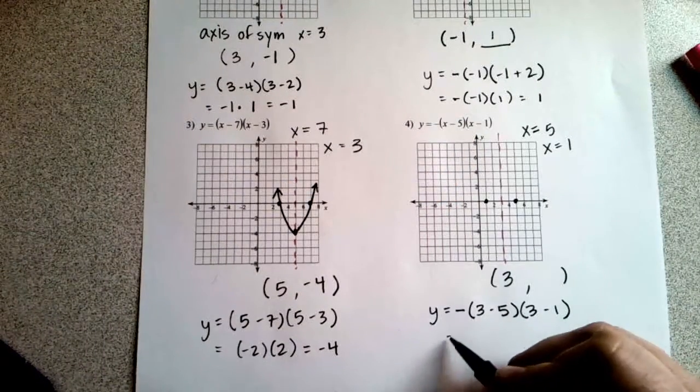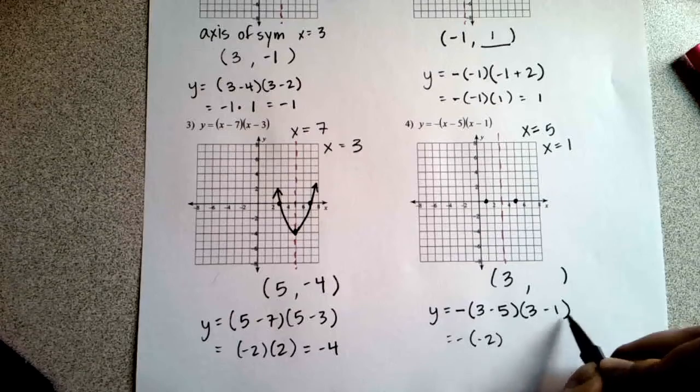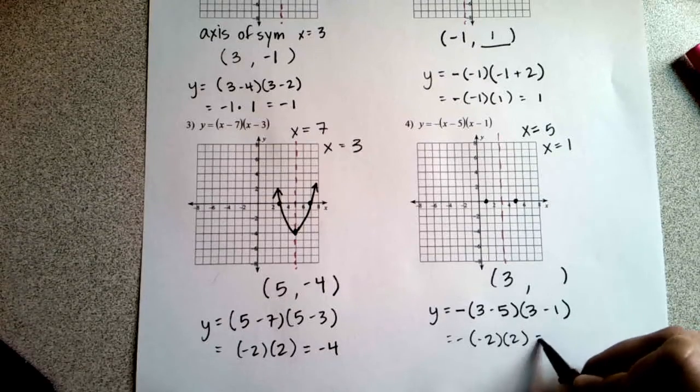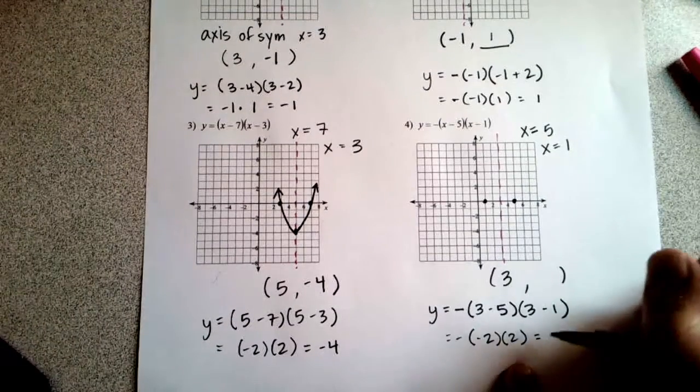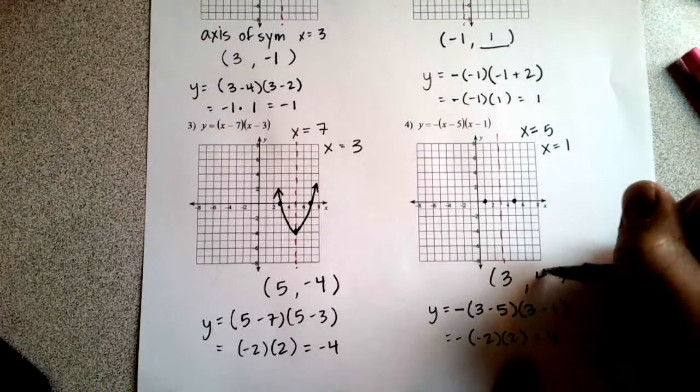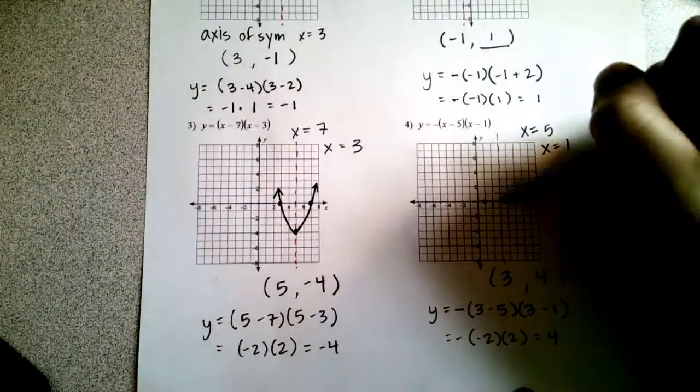Okay, 3 minus 5 is negative 2. 3 minus 1 is 2. Multiplying that all out, we get 4. So our vertex is the point 3 comma 4.